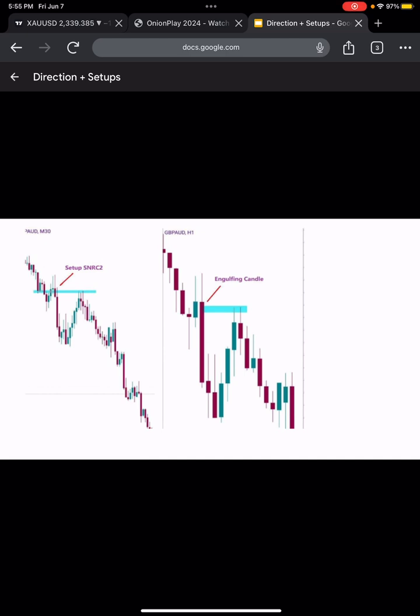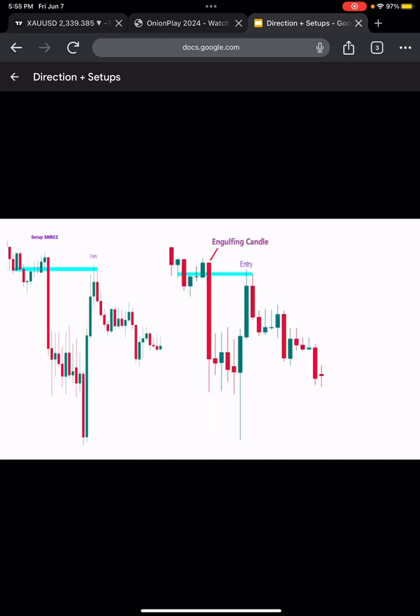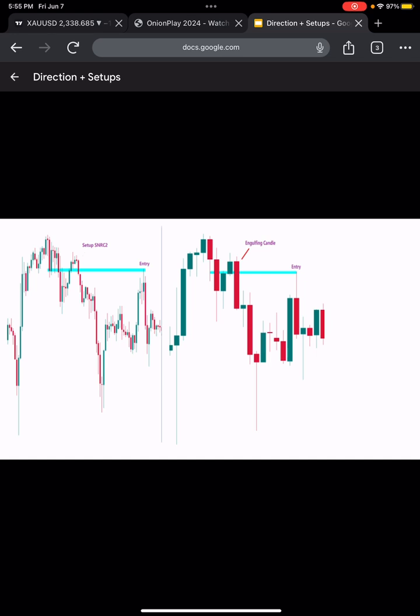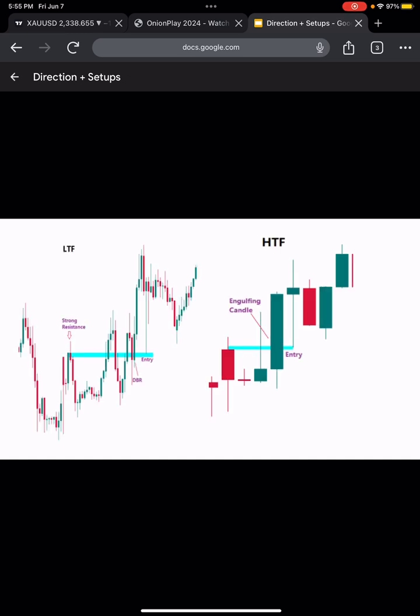So just a continuation pattern. Just pay attention to the overall structure of how it looks, right? So you have a strong support, rally-based drop, and then the entry, higher time frame, is again the engulfing candle. Another example, you have the strong support, rally-based drop, higher time frame, you have the engulfing candle, right?